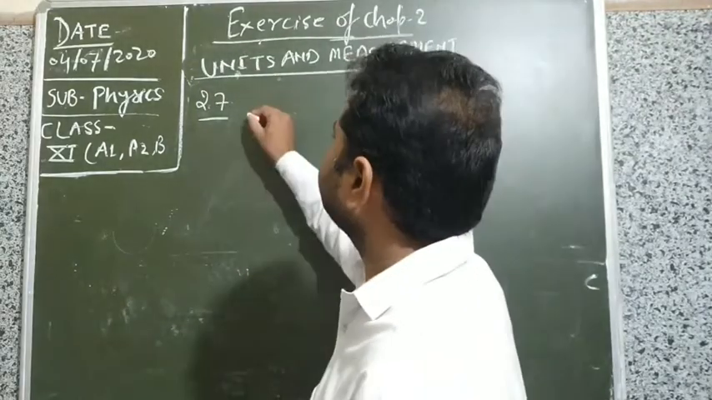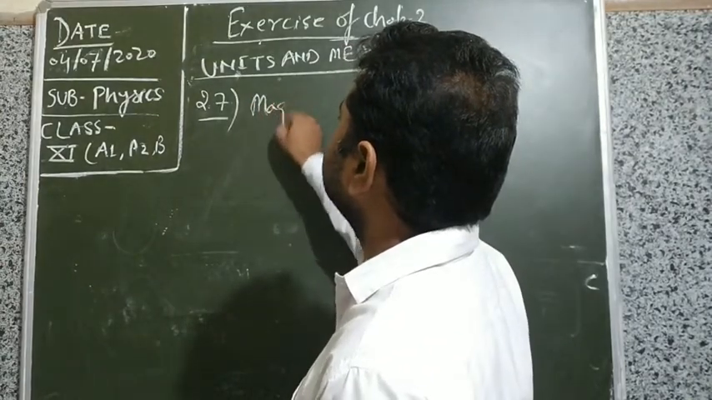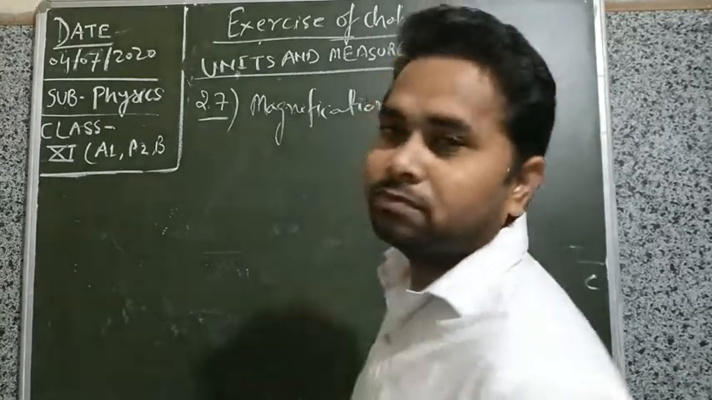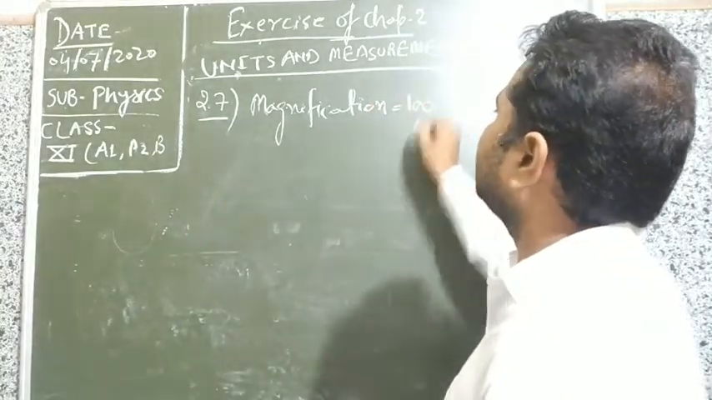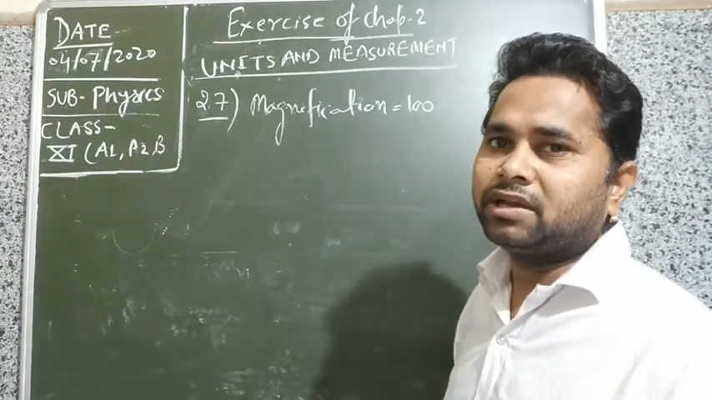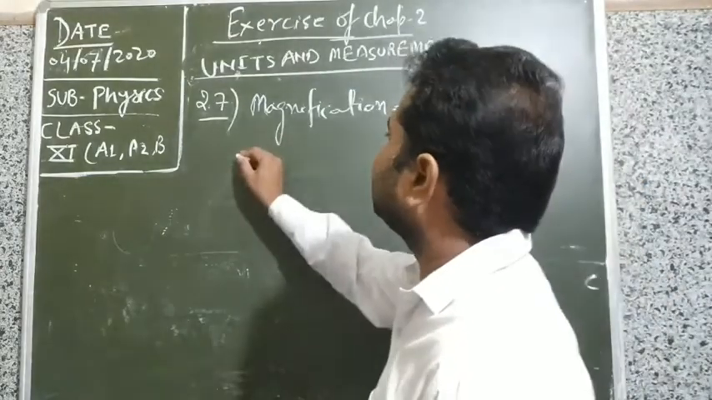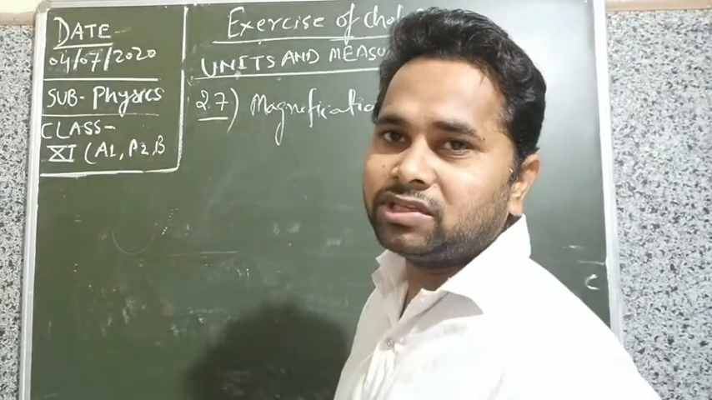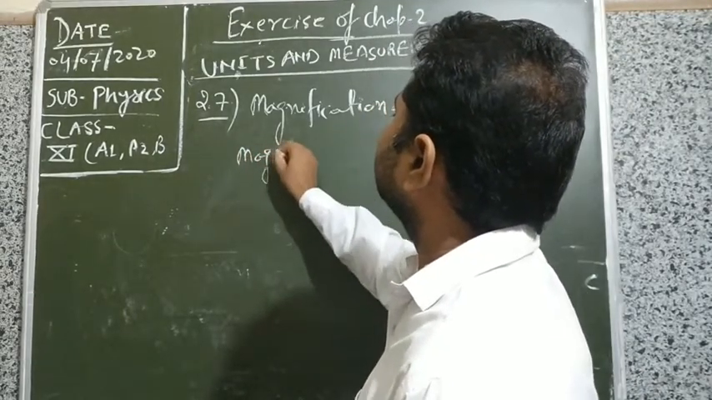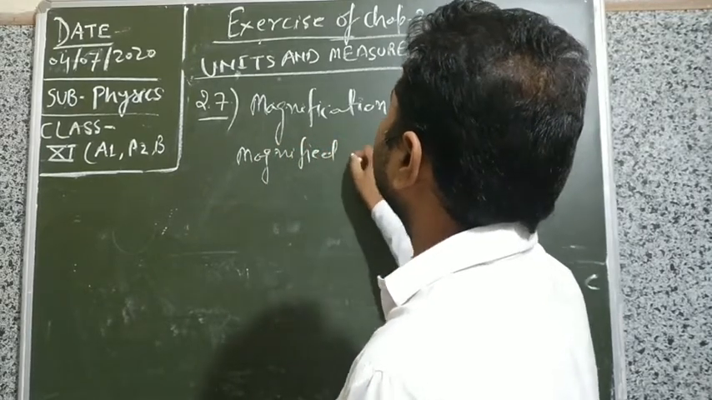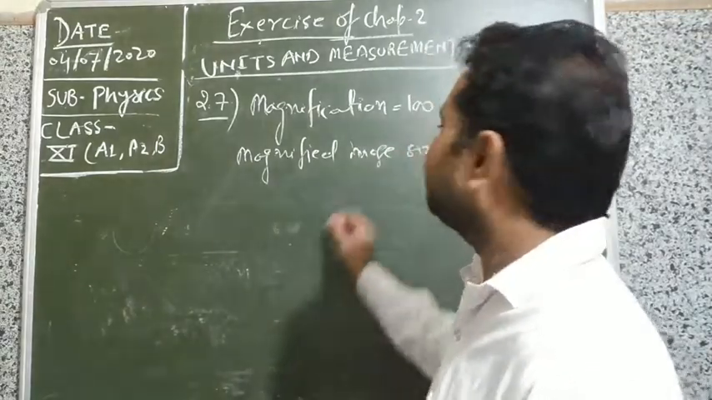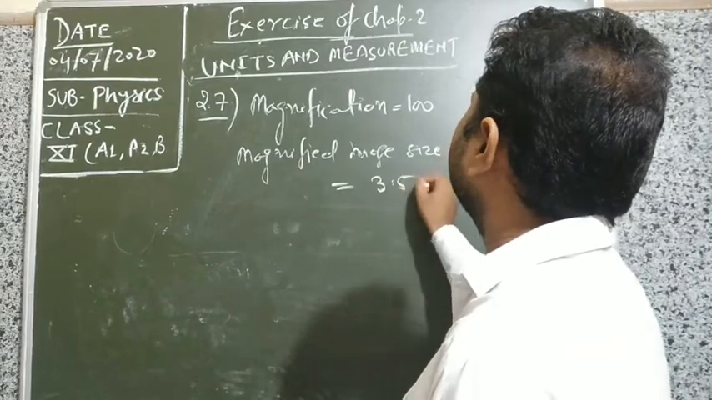See the question here. Magnification of this microscope here is 100. 100 means it magnifies the image 100 times bigger than the object size, and the magnified image is 3.5 mm here. The magnified image size of the hair, human hair, is 3.5 mm.